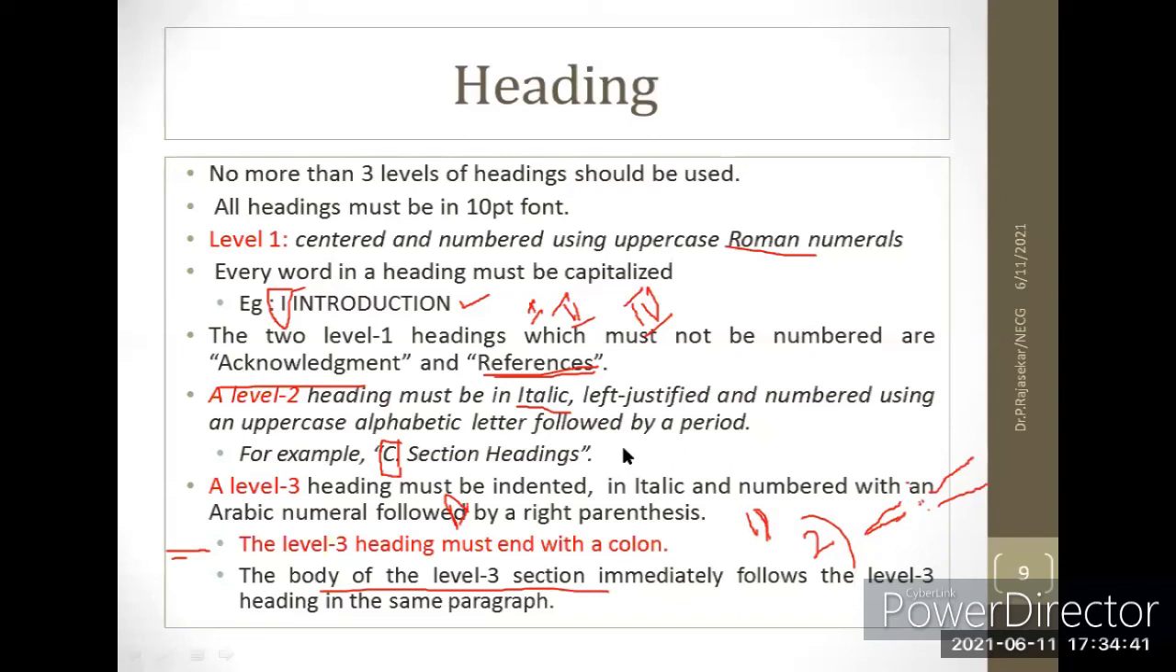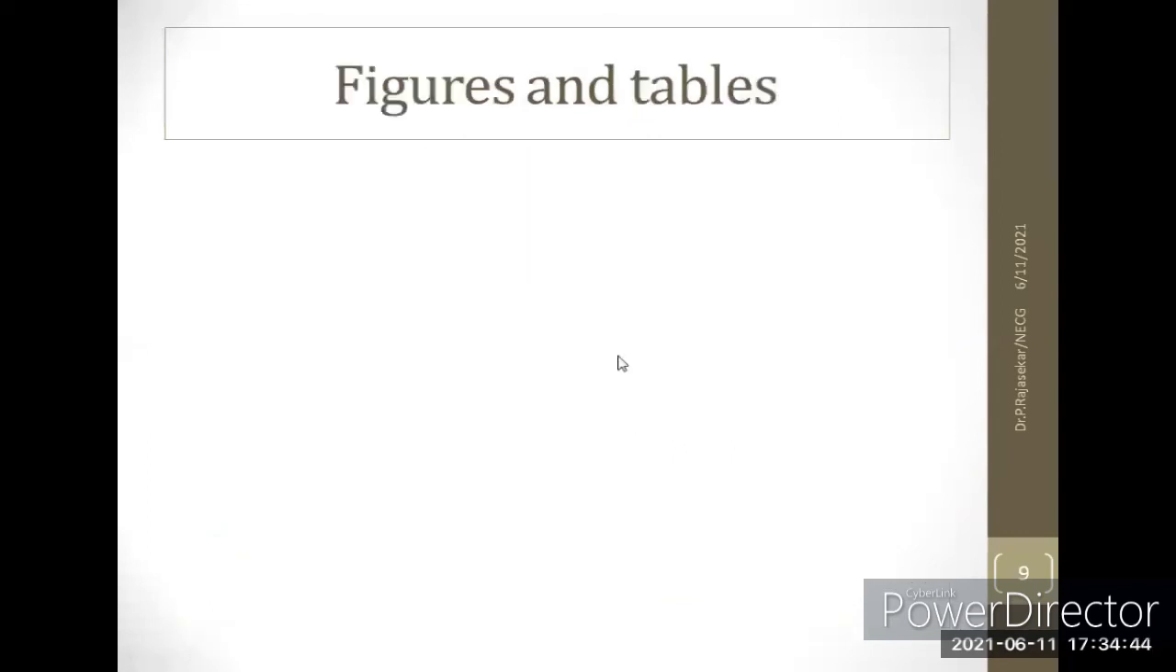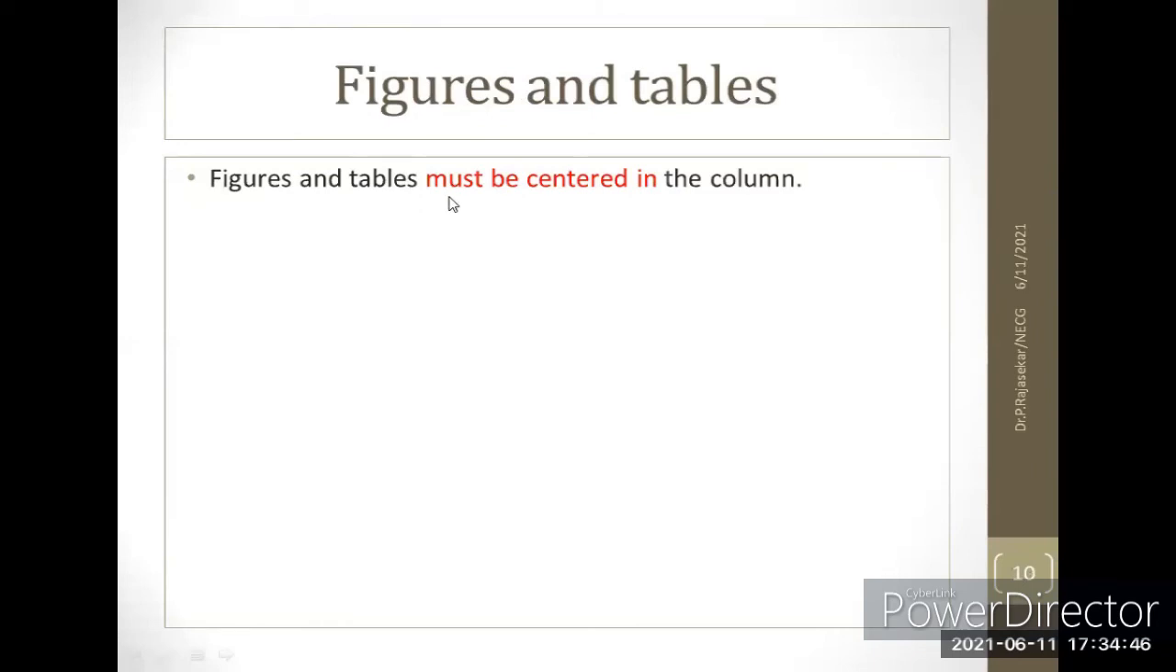Figures, how to name the figures. Figures and tables must be centered. They should not be left justified or right justified. You can use Control E: select the figure or the table, select all, and press Control E. That is center alignment. If you select all the content and use Control J, that is justified, both left and right. The shortcut key for centering is Control E.